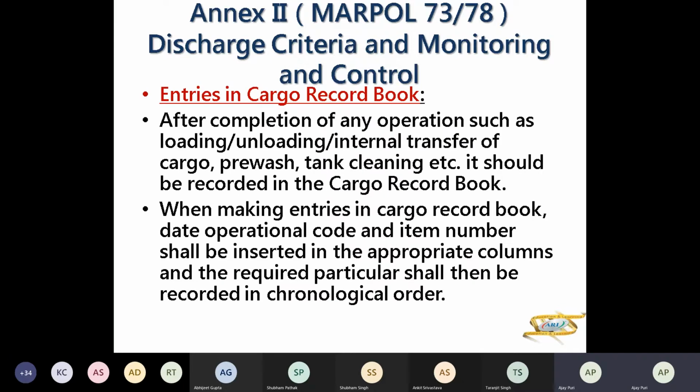Now, what are the entries in the cargo record book? After completion of operations like loading, unloading, internal transfer, tank cleaning, pre-washing, all this has to be entered in the cargo record book. When making entries, you have to write the date, operational code, item number, and that should be in chronological order. That means if it is 9 a.m., 10 a.m., 11 a.m., it should be written like that, not 10 a.m., 9 a.m., 8 a.m., and then 12 a.m. It should be mentioned time-wise.